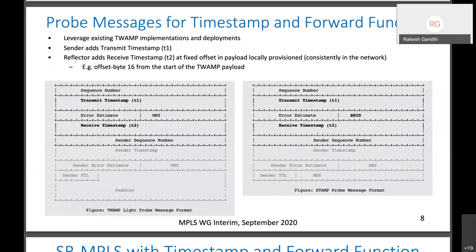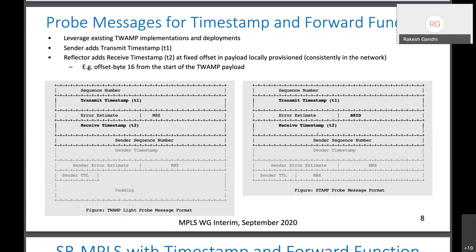So some of the mechanics involved. This one shows the TWAMP probe message formats. This is to leverage the existing wide deployment of TWAMP implementations, as well as all the operational tooling around this.